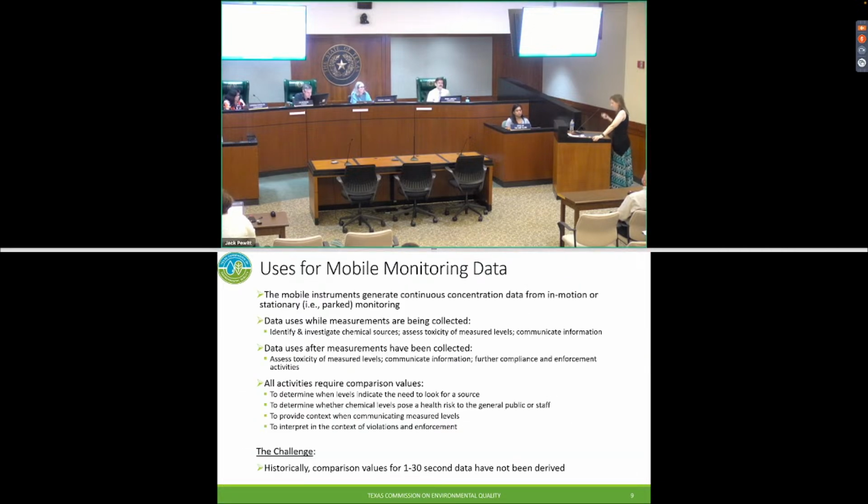And so I'm going to move forward to, there's a lot of different uses for this mobile data, both while staff is in the field, as well as afterwards when we're interpreting the data and using it for various things. But again, whenever we're using it, we need some comparison value to interpret that data. And the challenge for us was that historically, we don't have 1 to 30 second comparison values. And to our knowledge, nobody does. And so what we had to do was break new ground and figure out how to derive comparison values for this type of data.